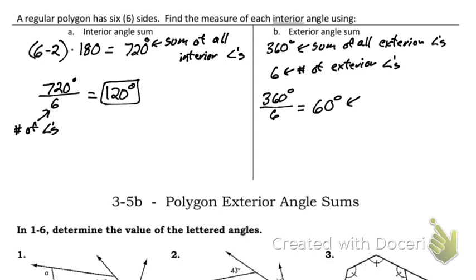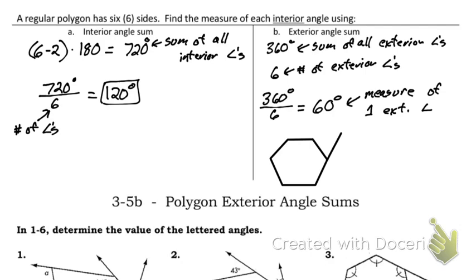So that is the measure of one exterior angle. Then I'm going to do a very quick drawing so we can see what's happening here. So I'm going to draw a 6-sided figure. Make it as regular as possible. That is my 6-sided figure. And I'm going to draw an exterior angle.